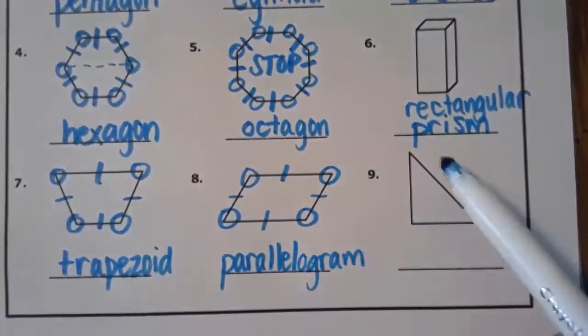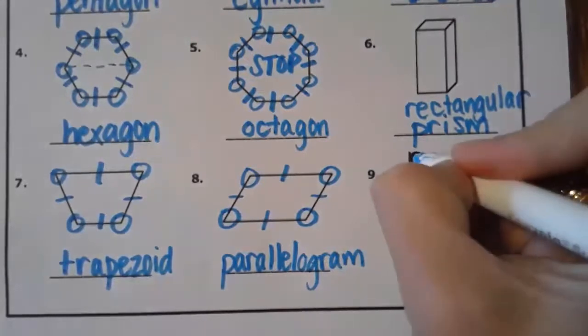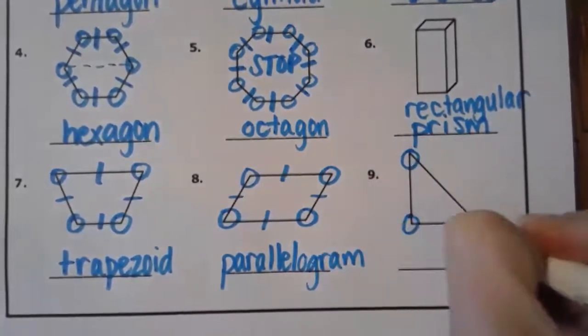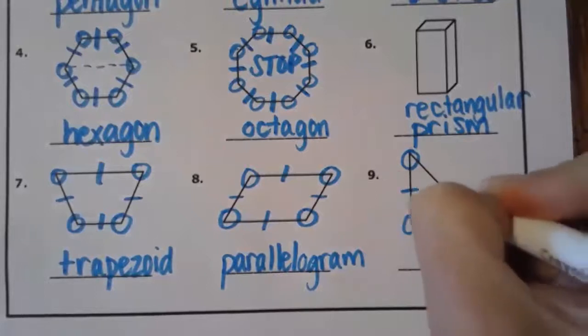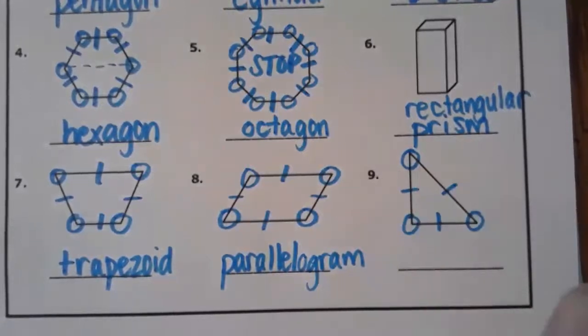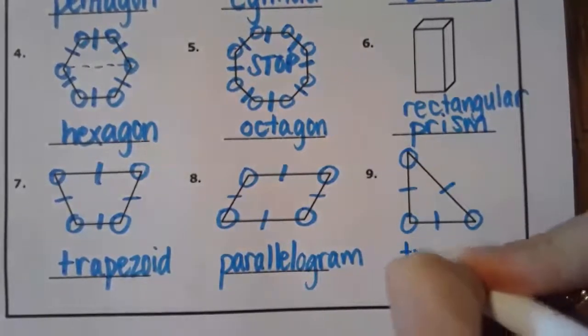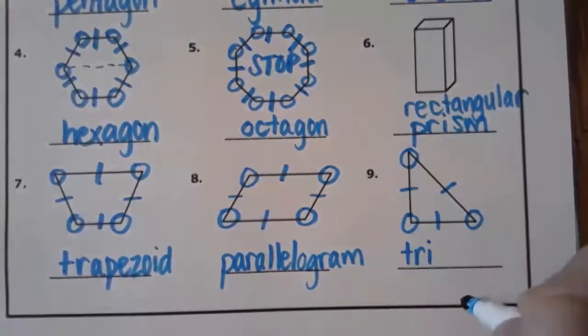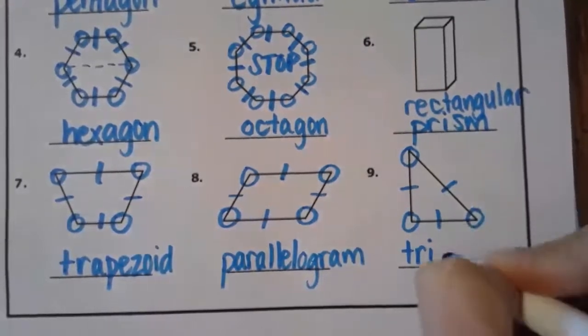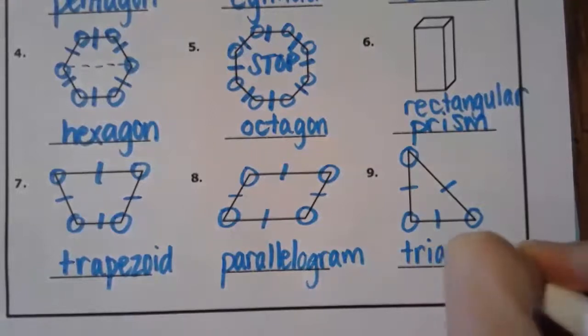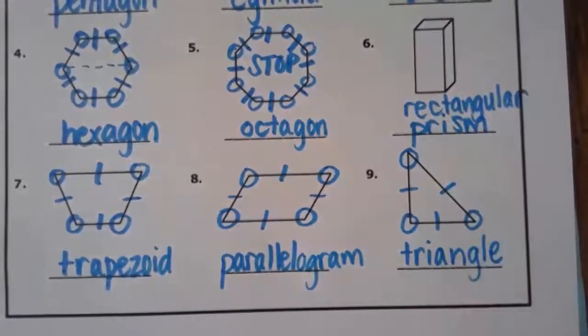And finally, this flat shape is a triangle because it has 3 sides and 3 angles. Think about a tricycle has 3 wheels. Triangle.